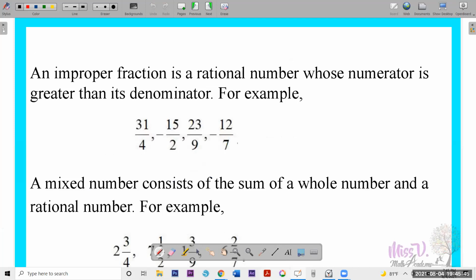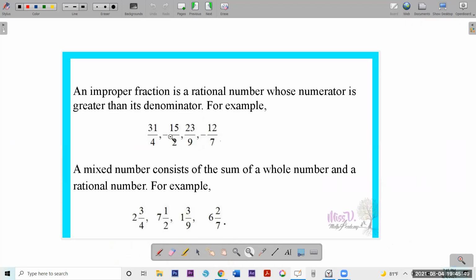We have here now an improper fraction. So you're gonna also write this. You're gonna write improper fraction and you just write the example. So you have an improper fraction and you have your examples here. So an improper fraction is where the numerator is greater than its denominator.